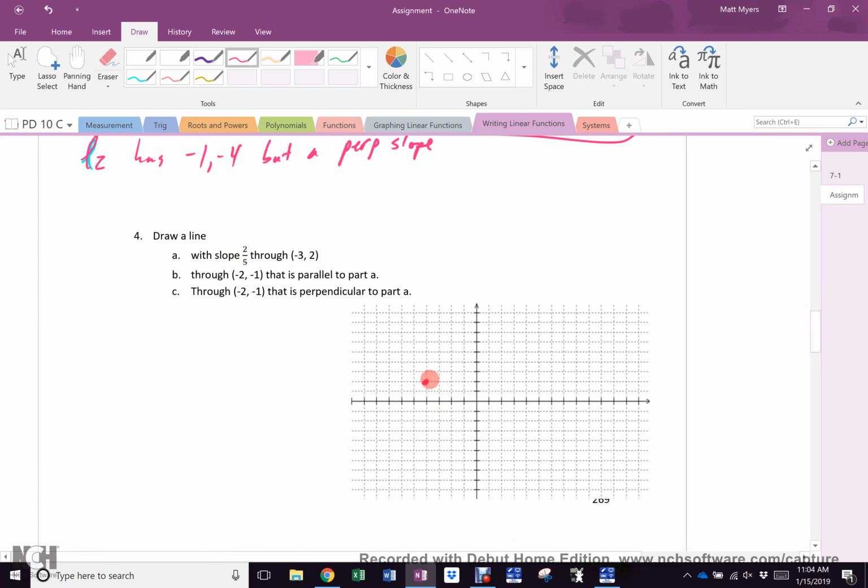My slope is 2/5. Up 1, 2. Out 1, 2, 3, 4, 5. There it is. Then through negative 2, negative 1. Up 1, 2. 1, 2, 3, 4, 5. There it is. And then a perpendicular one through negative 2, negative 1, where I have to go up 1, 2, 3, 4, 5, and left 2. And that should be what that looks like.